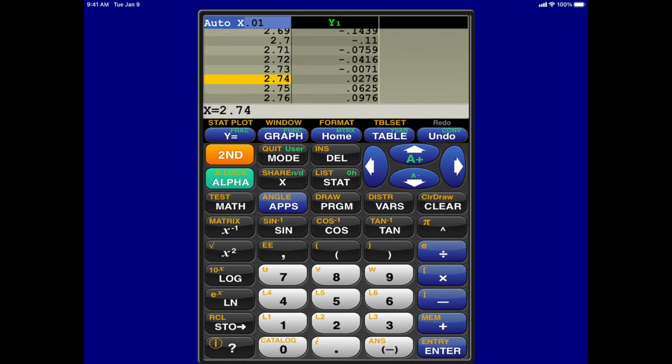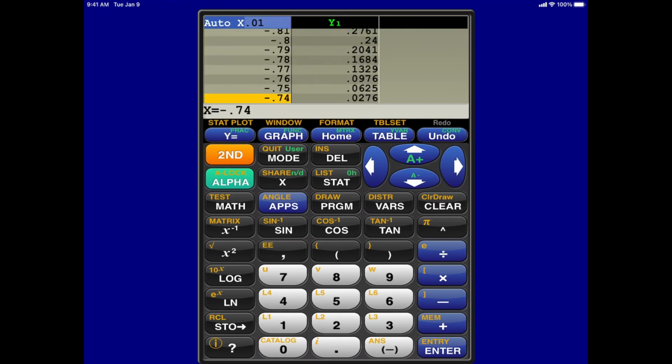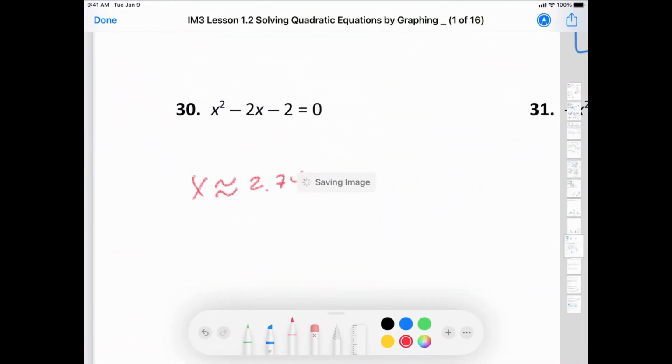And the other one, second table set, was around negative 0.75. And now I'm going to press table. Okay, so between negative 0.73 and negative 0.74. Just say negative 0.73.